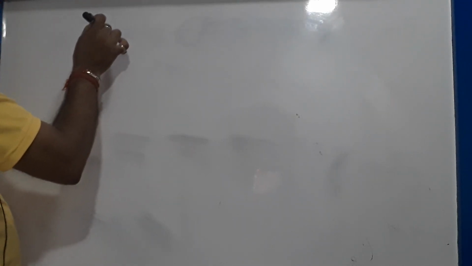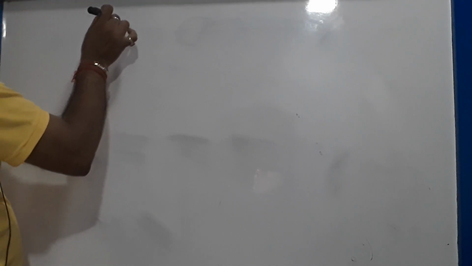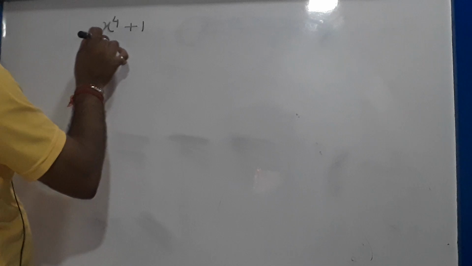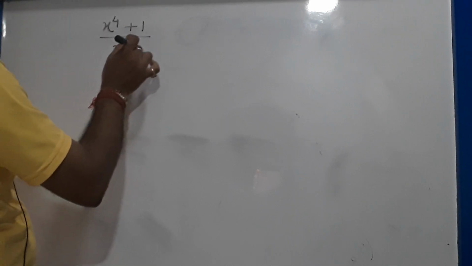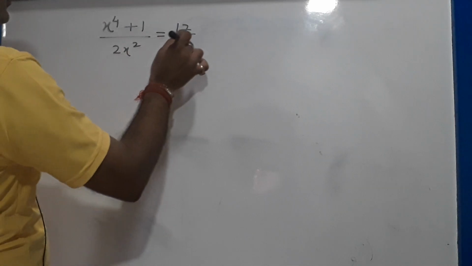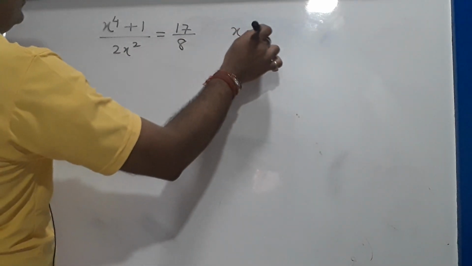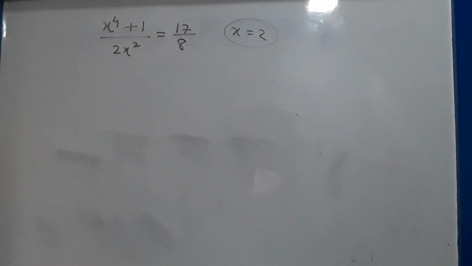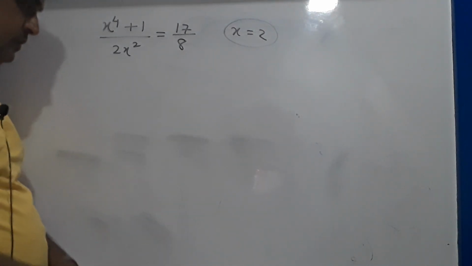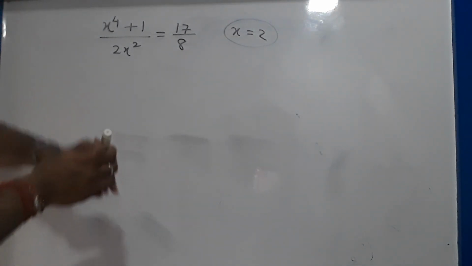Let us take one. Find the value of x. x raised to 4 plus 1 upon 2x square is equal to 17 by 8. Find the value of x.